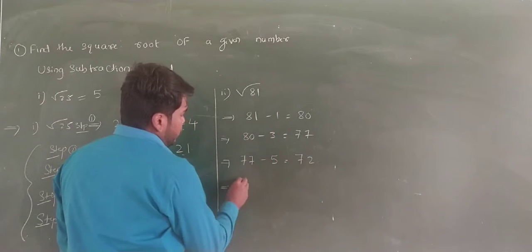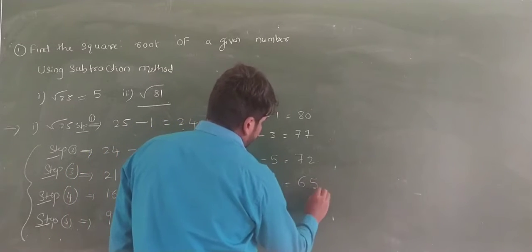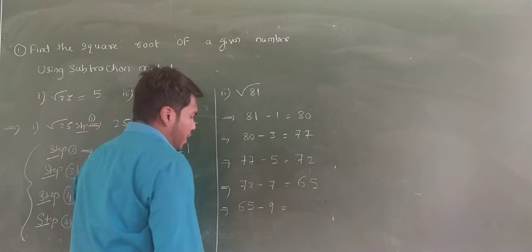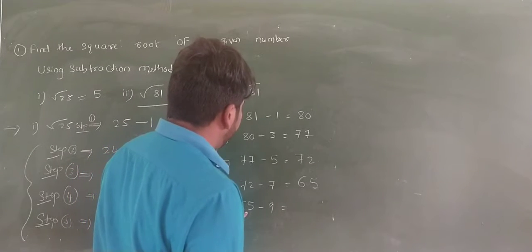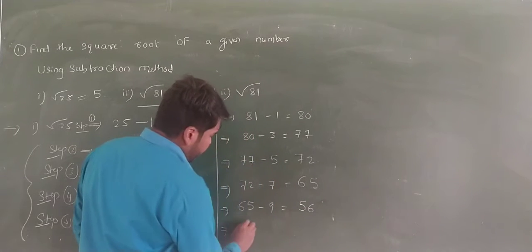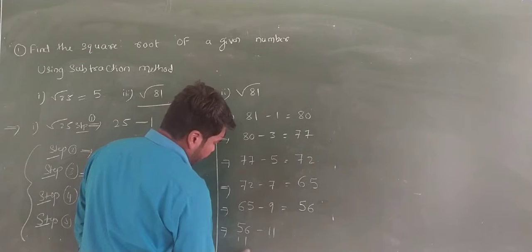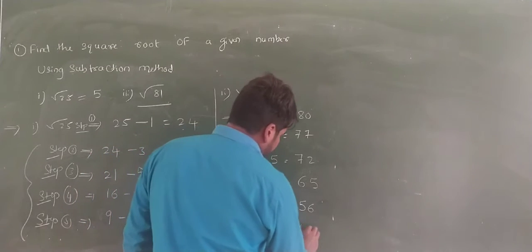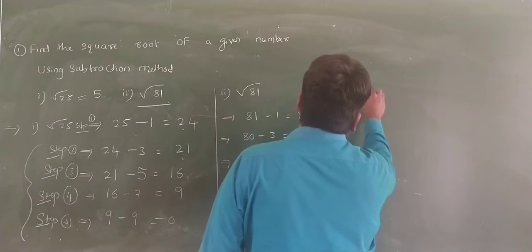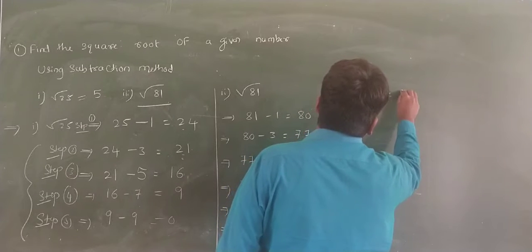Similarly, 72 minus 7 is 65. Next is 65 minus 9, which is 56. Next is 56 minus 11. Just subtract 11, you get 45. Next, 45 minus 13. 5 minus 3 is 2, 4 minus 1 is 3.